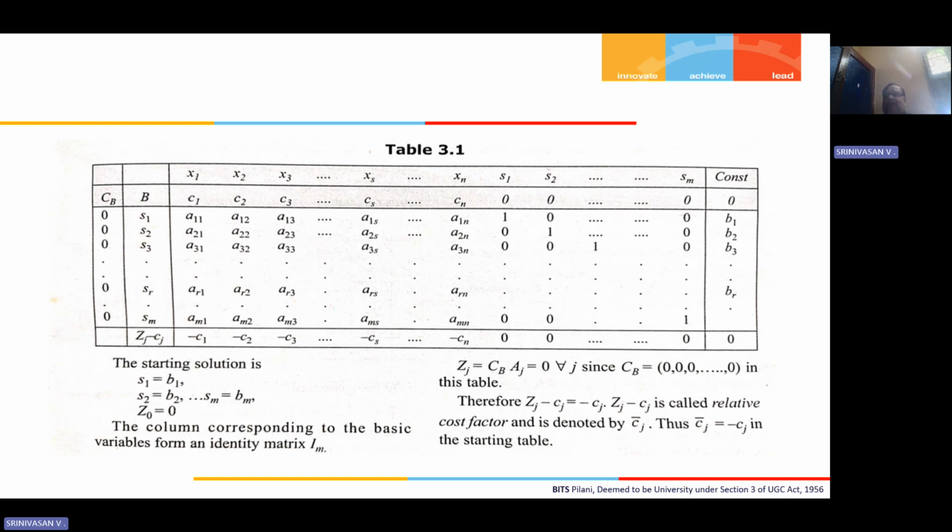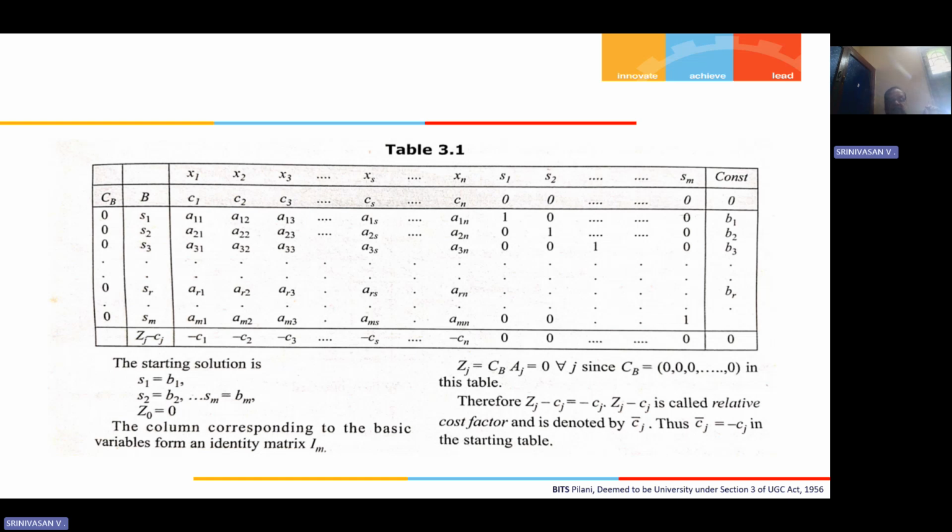Suppose you only have 3 constraints. Then in the first constraint, you will have S1 with coefficient 1, no S2, S3. So 1, 0, 0. In the second constraint, 0, 1, 0. In the third constraint, 0, 0, 1. So you have a unit matrix. In general, it is a unit matrix. Now finally, we make a computation in the last row.